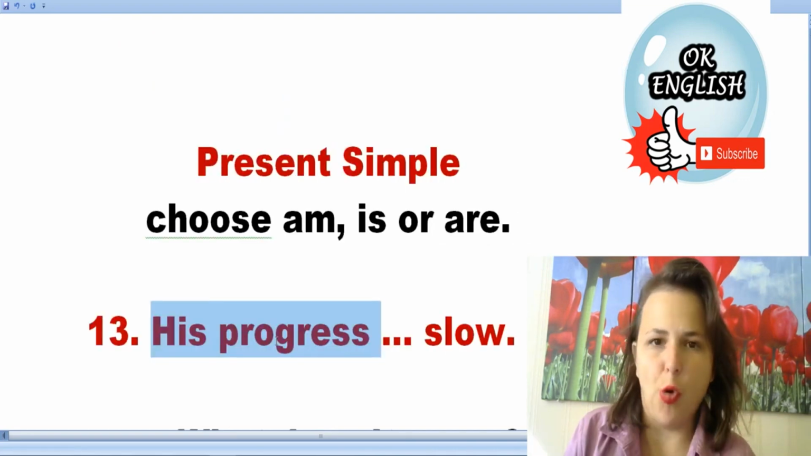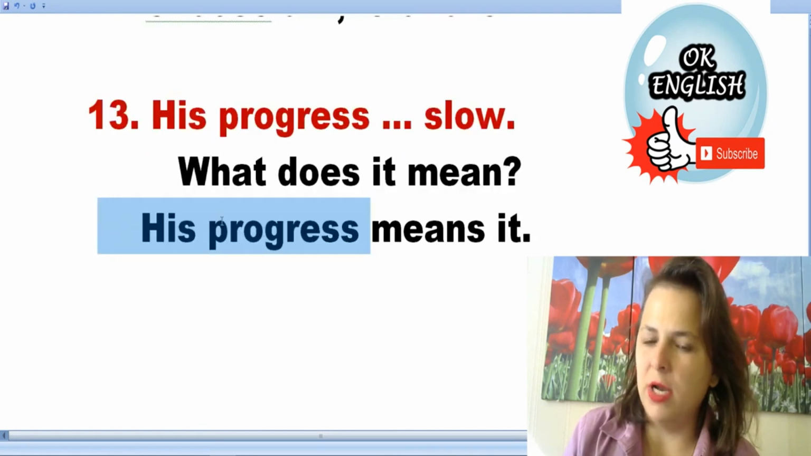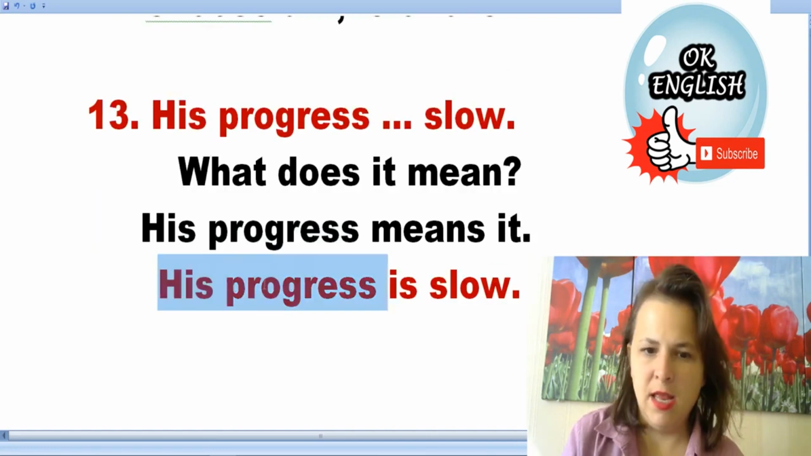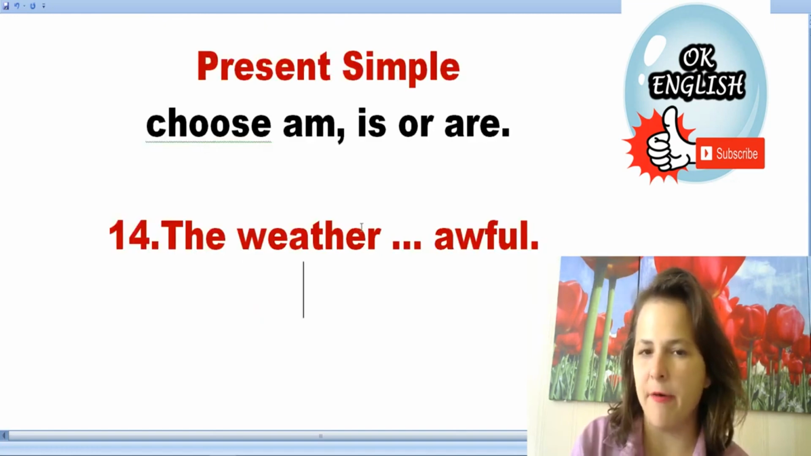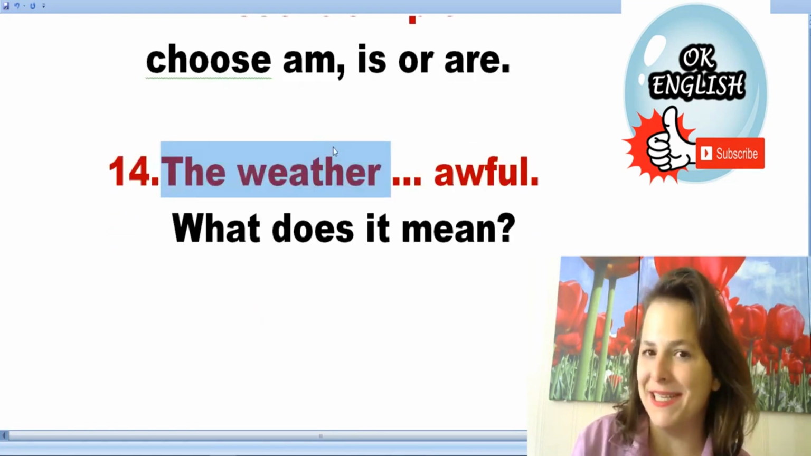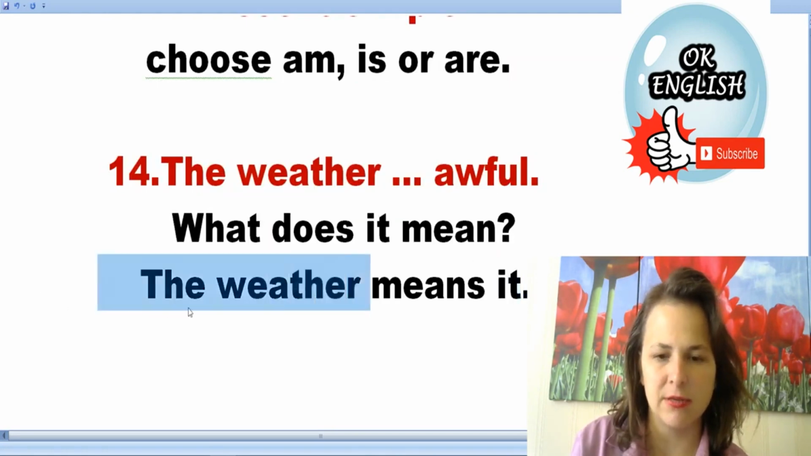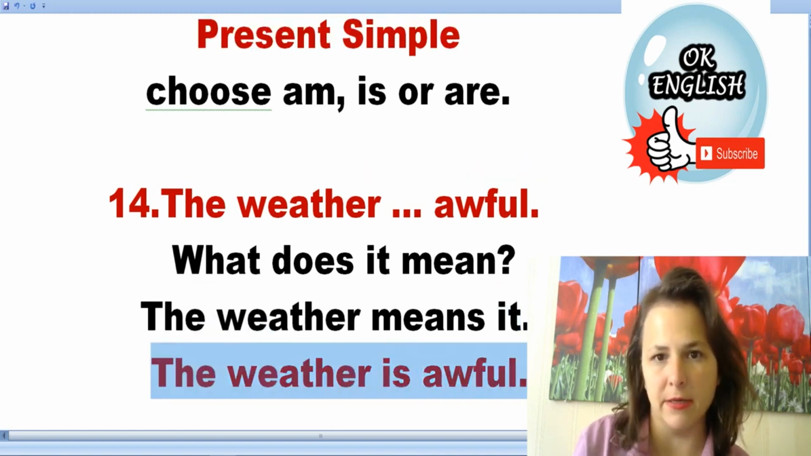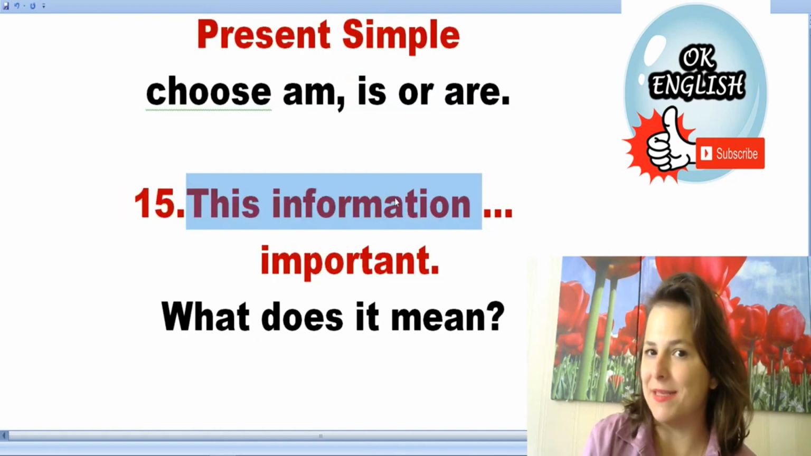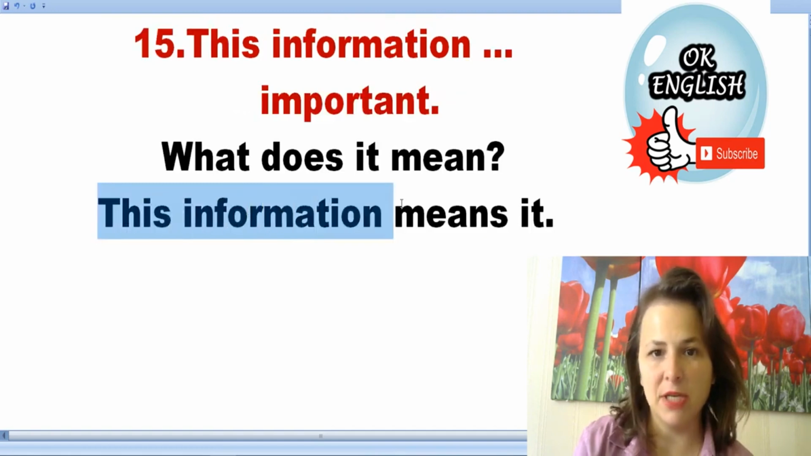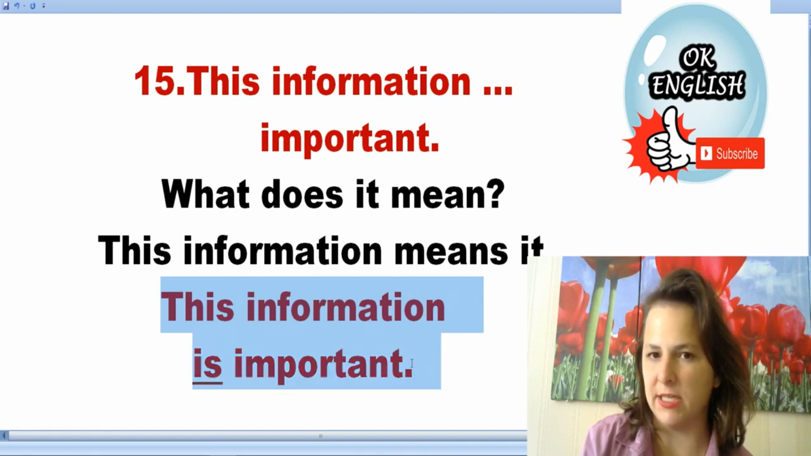His progress slow. What does it mean? His progress means it. His progress is slow. The weather awful. What does it mean? The weather means it. Subject. The weather is awful. And this information important. What does it mean? This information means it. This information is important.